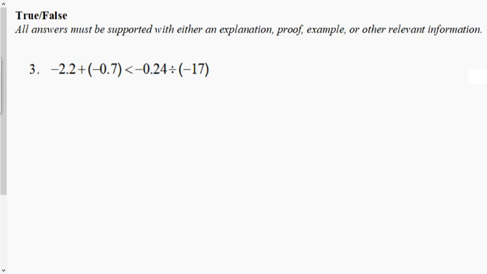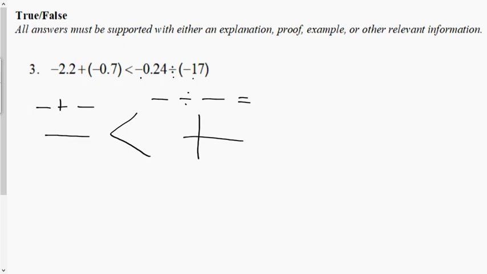Question 3, all answers must be supported, true and false. This one's actually really easy. A negative plus a negative, no matter what your negatives are, is always going to be negative when you add them together, because -2.2 plus -0.7 is going to be -2.9, but it doesn't matter what it is. And then a negative divided by a negative, using our sign rules, is always going to be a positive.